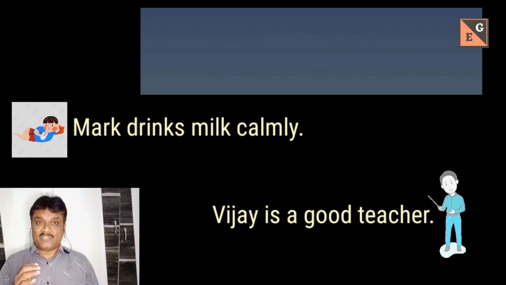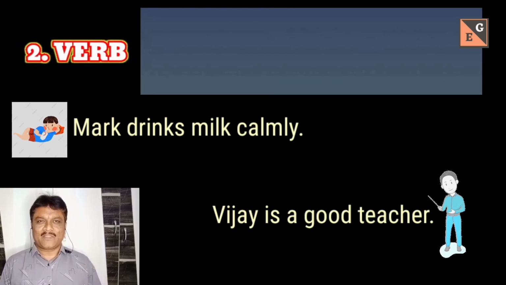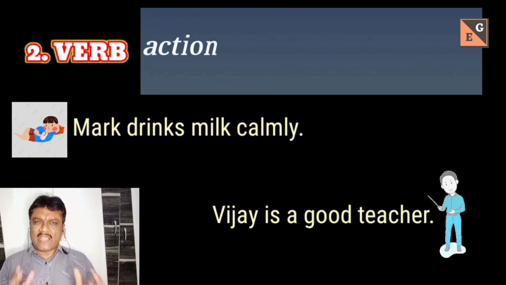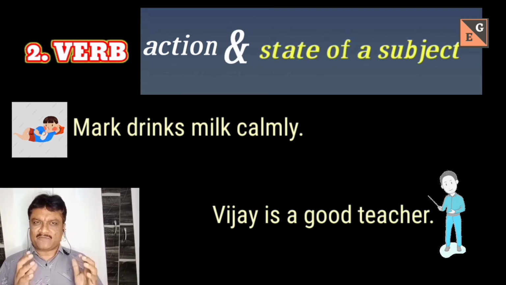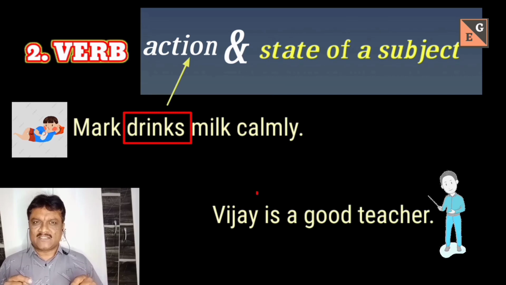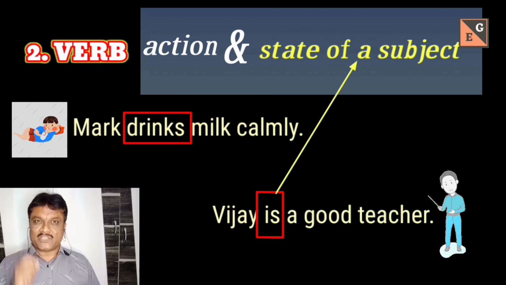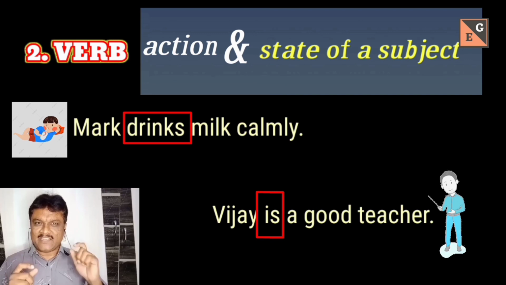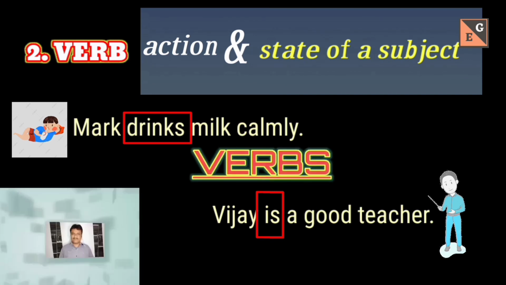Now, the subject is followed by verb. Verb describes an action as well as it tells or shows the state of a subject. If you look at the first sentence, drinks shows an action done by Mark, and in the second sentence, is tells the state of the subject Vijay. So in these two sentences, drinks and is are the verbs.